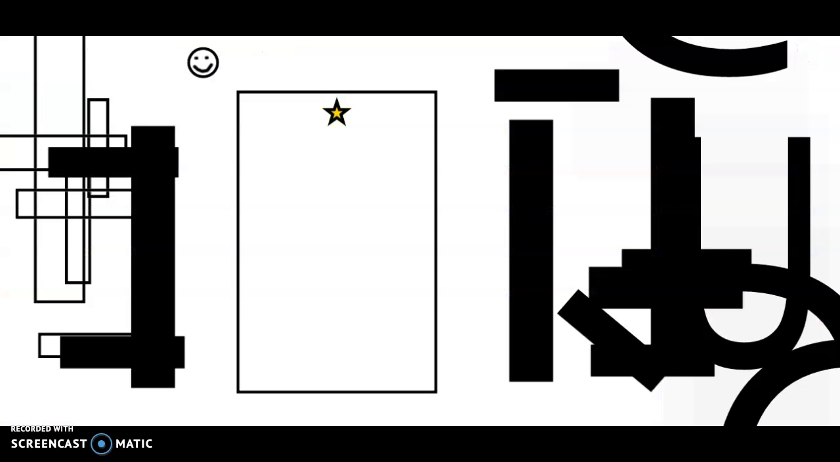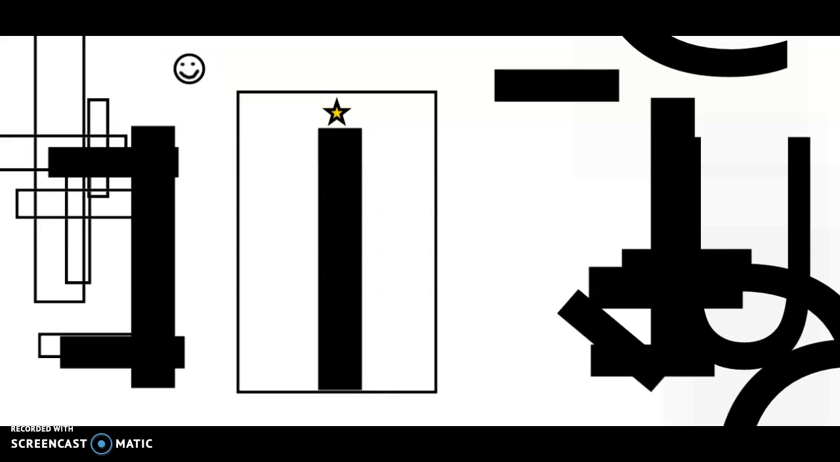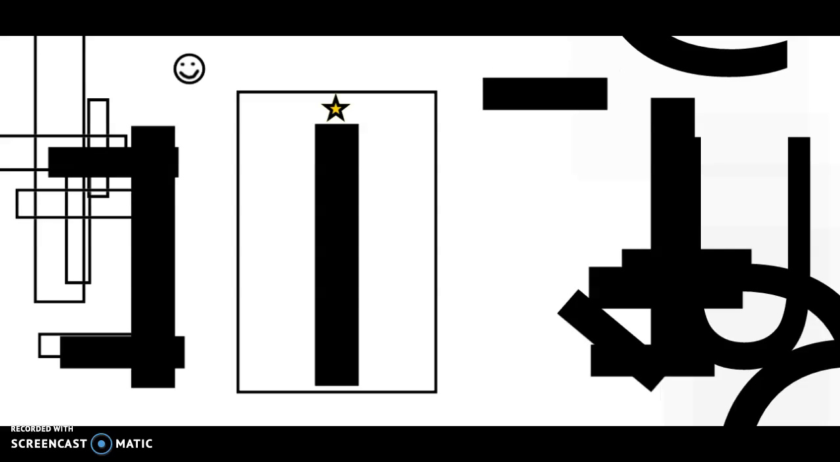All right, my friends, we are building the letter I. Do we start under Mr. Matt's smiling face, or do we start under the star? Why do we start under the star? Oh, you're so smart! We start under the star because it is a center starter. That's right. And we put our big line down. We take a little line and we put it at the top. What letter did I make?